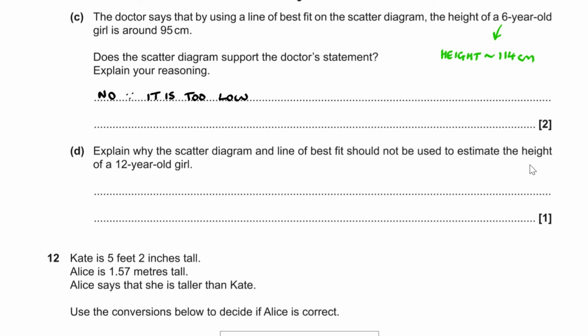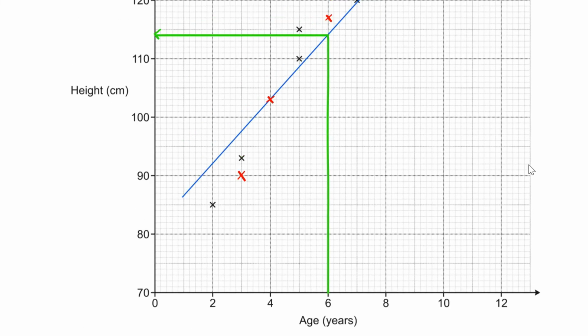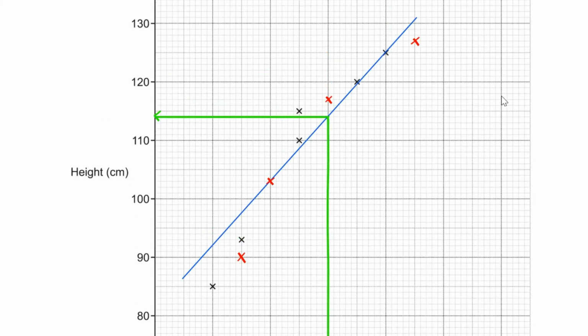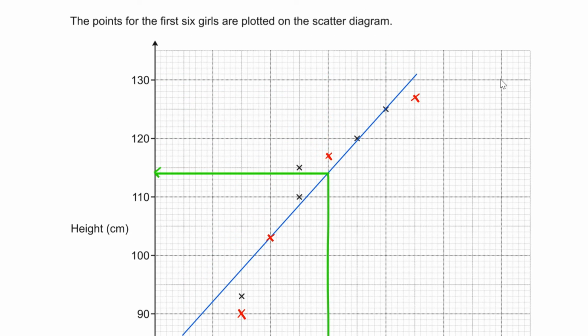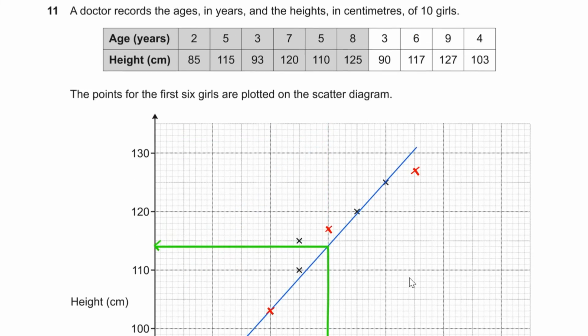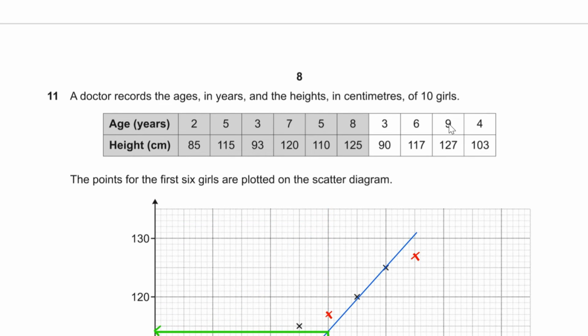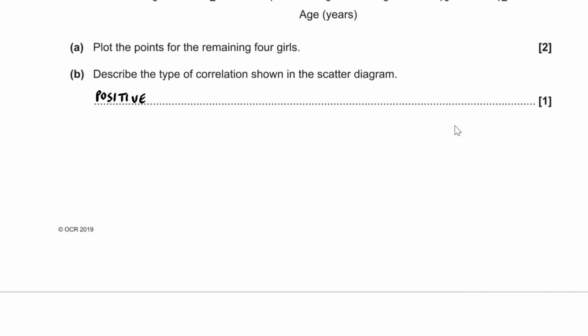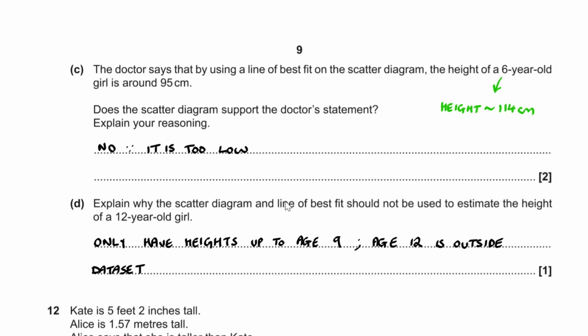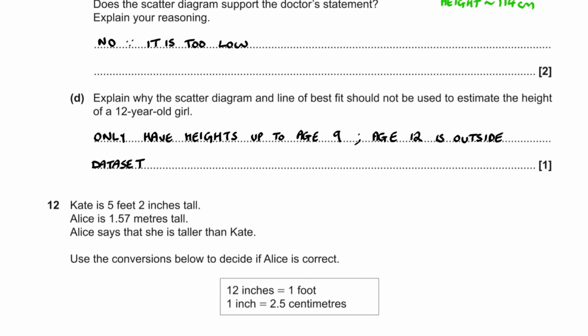And then for part D, we have to explain why the scatter diagram and the line of best fit should not be used to estimate the height of a 12-year-old girl. Well, if we take a look at a 12-year-old girl, you can see from the information given, we've only been given information for up to 9 years old. So therefore, 12 years old is outside the dataset. Let's just write that down. You can see we only have heights for age up to 9 years old, and age 12 is outside the dataset.